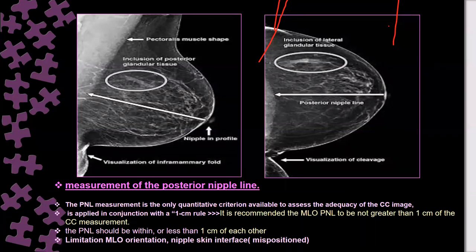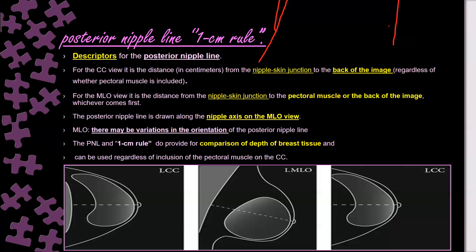How do I draw the posterior nipple line in the MLO? Can I draw it in a different way? There are variations, but let us see. We said it is recommended not to be greater than one here. Look for the nipple. Look for the axis of the nipple and go posteriorly from the skin nipple junction. Consider the axis of the nipple, a nipple in profile, from the center and go along the axis of the nipple. Look if it matches, but we have to have an optimum MLO to take it as a reference.